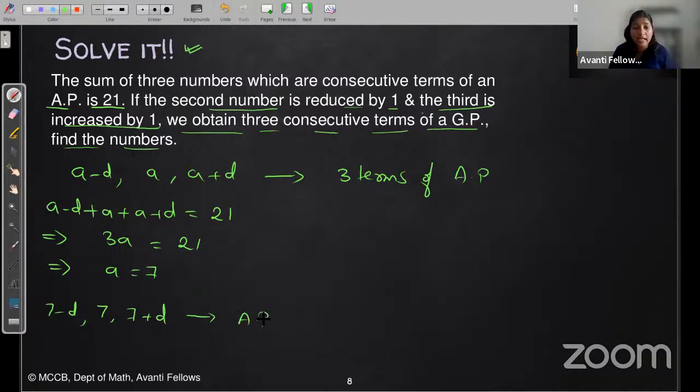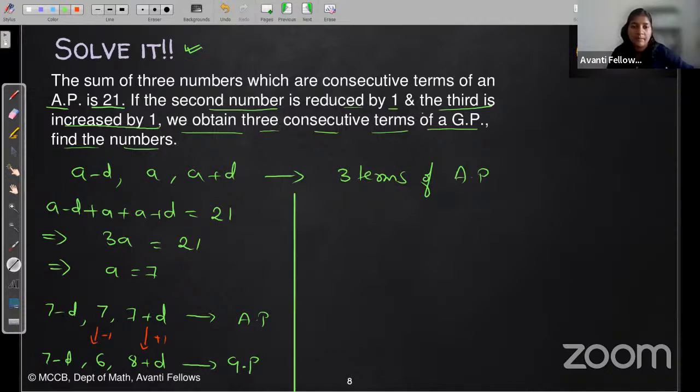Now what are they saying? If they reduce the second term by 1 and increase the third term by 1, the resulting three terms will be in GP. So the resulting three terms will be 7 minus D as it is, then 6, and the last term will be 8 plus D. These three terms will be in GP. Now tell me, whenever we have three terms in GP, what can we say about them?